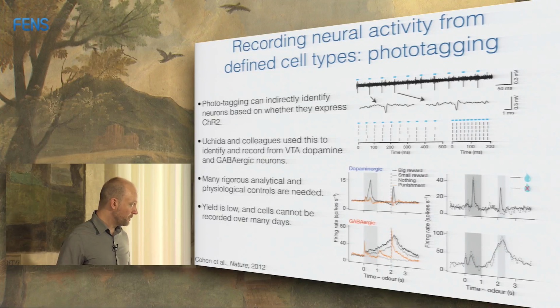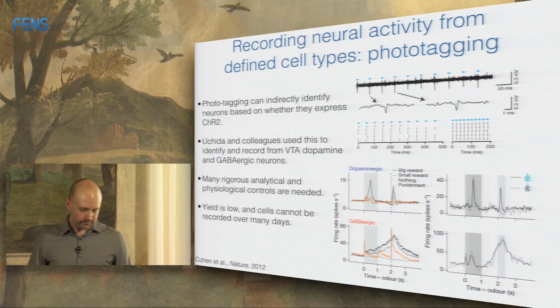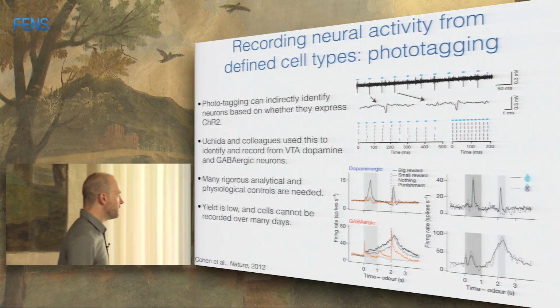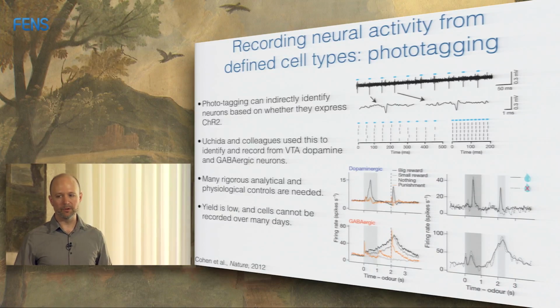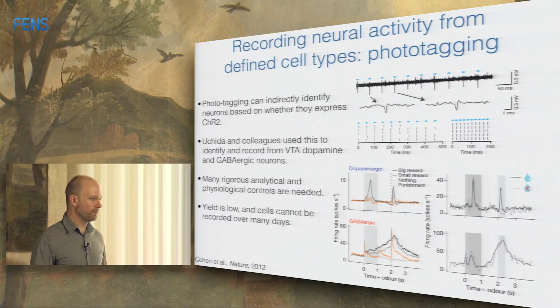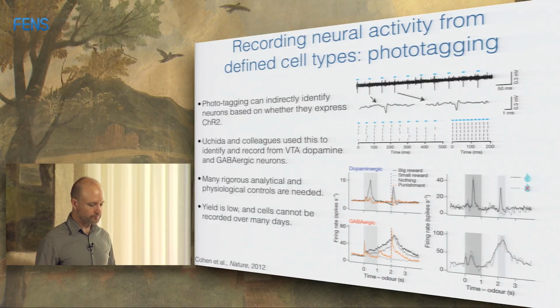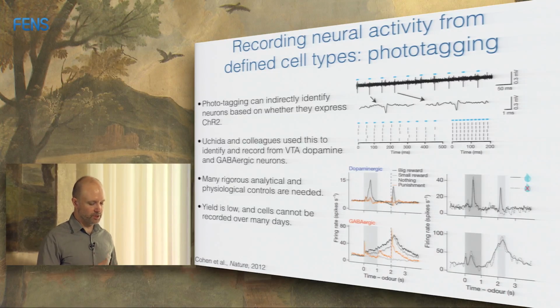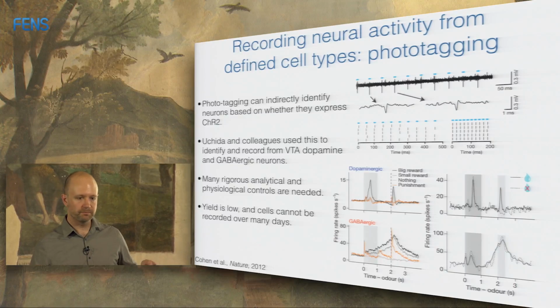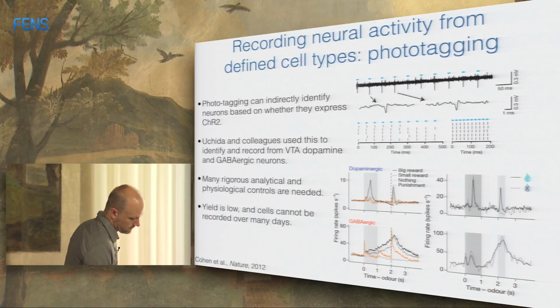And as I mentioned, one of the limitations is that the yield can be very low with this approach. Most of the cells that are recorded are not going to be phototagged. In addition, you can't really track cells over many days or many recording sessions. So you can typically study population activity within a single task, but if you really want to track how the activity of neurons is changing day to day, or with learning, or with drug exposure over time, things like that, it's not really a good method for that.